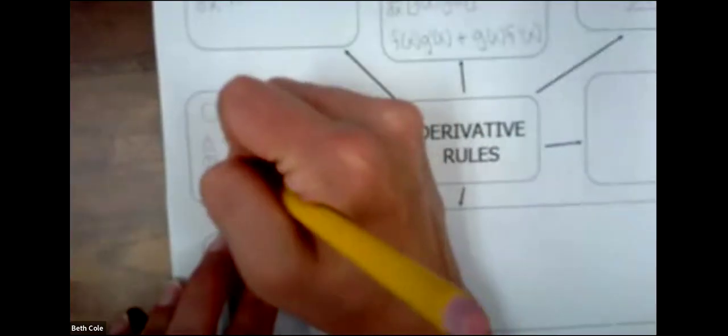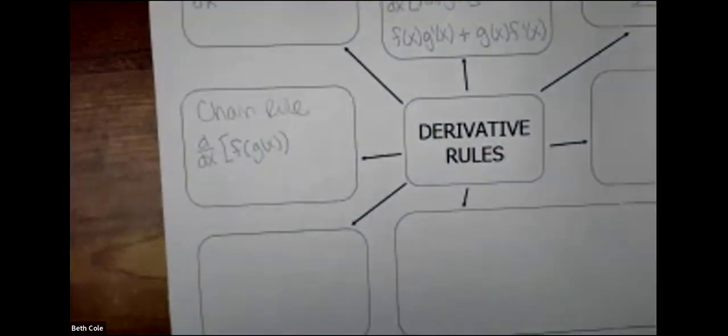So chain rule is when you're taking a derivative of a composite function. So like f of g of x. It's not a product. It's not f of x times g of x. It's like f got hungry and ate g is what happened. It's f of g of x.